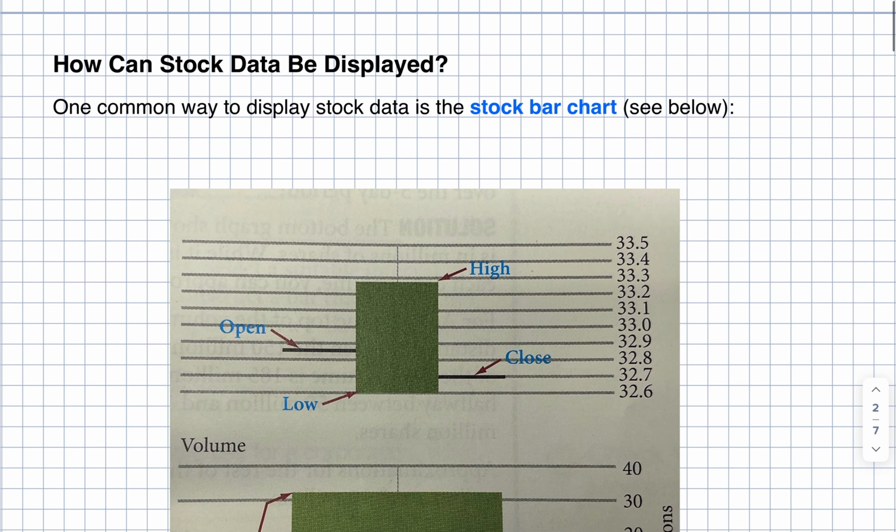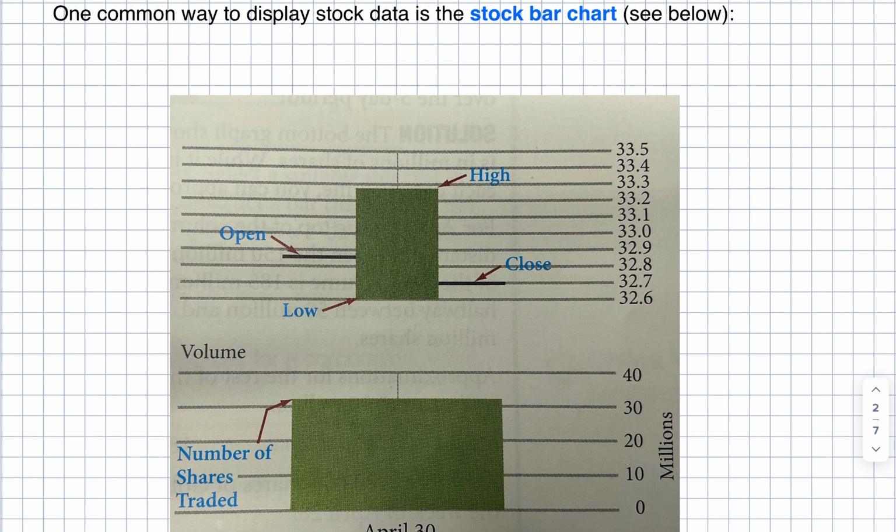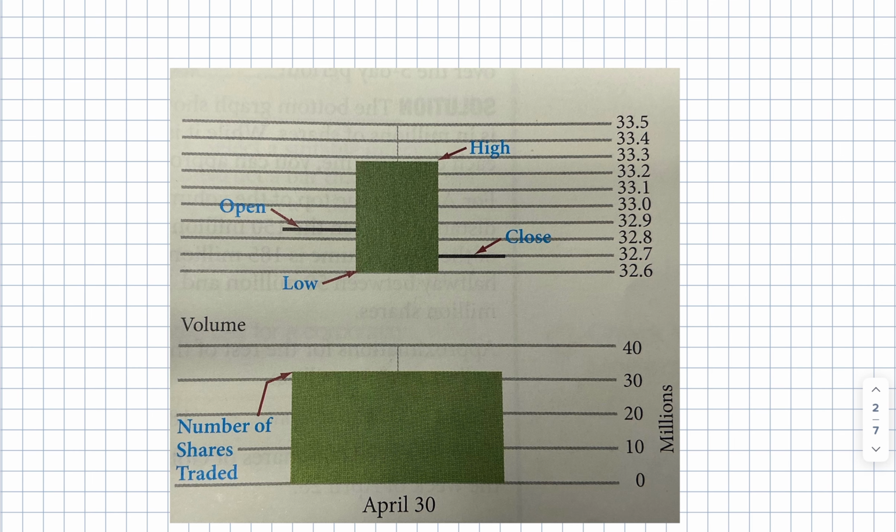So how can stock data be displayed? One of the common ways of displaying stock data is what is called the stock bar chart. Now, if you take a look at the stock bar chart below, there are actually two parts to this, okay? The first part represents the value of a stock throughout a trading day. So the top part of this rectangular bar graph shows the highest value that it traded during the trading day, and then the lowest value that it traded during the trading day.